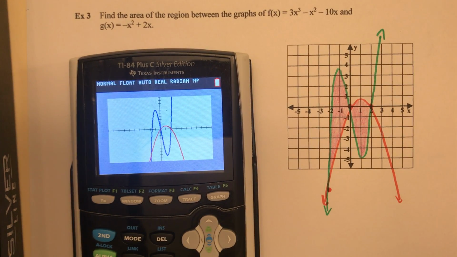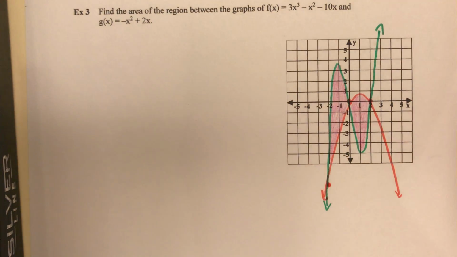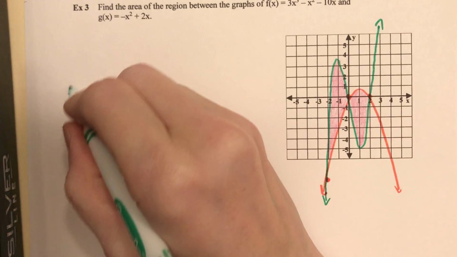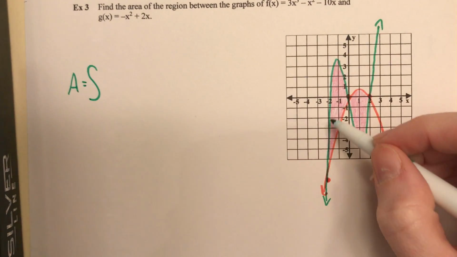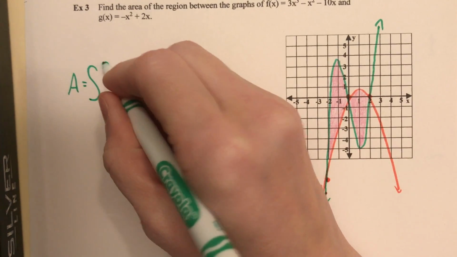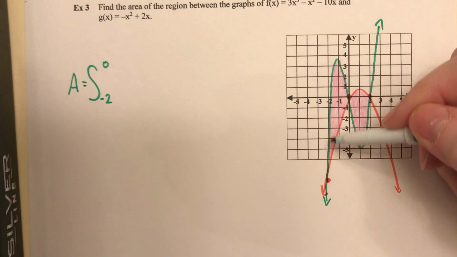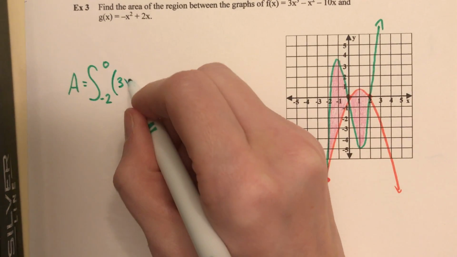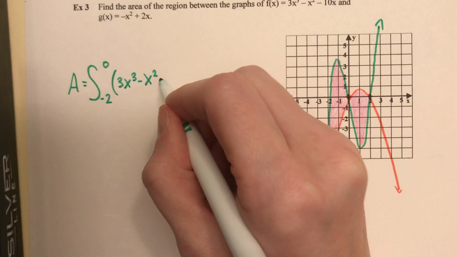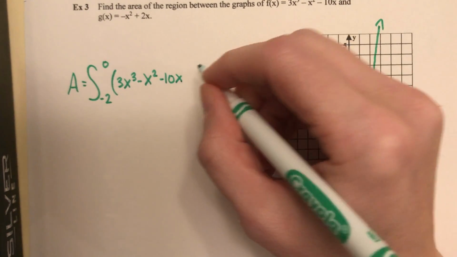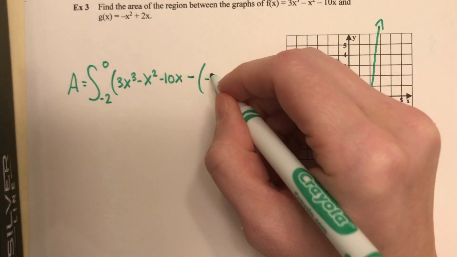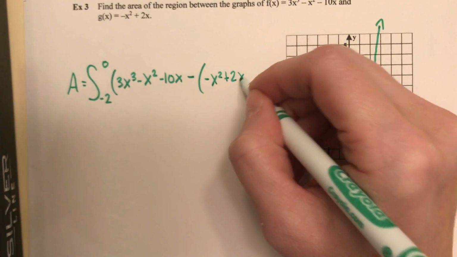Okay, so that means two regions, I need two integrals. So I'm going to set up the first integral. So I'm going to do this first section right here. That one went from -2 to 0. And for this first region, the green graph is on the top. So that's the cubic function, 3x cubed minus x squared minus 10x, minus the red graph's on the bottom, -x squared plus 2x.